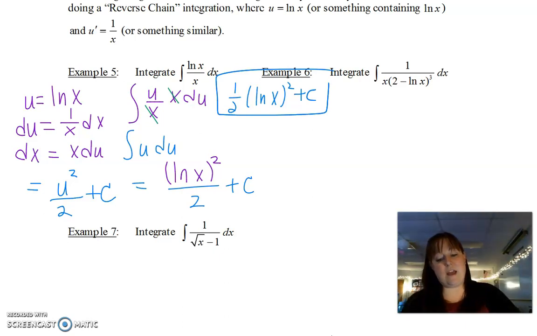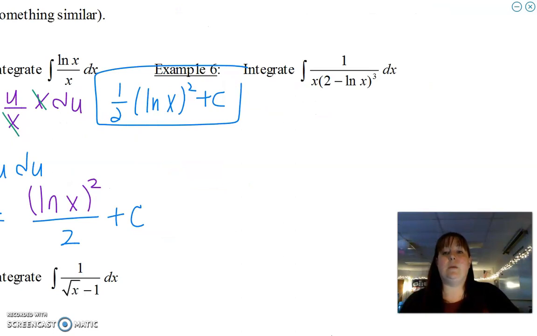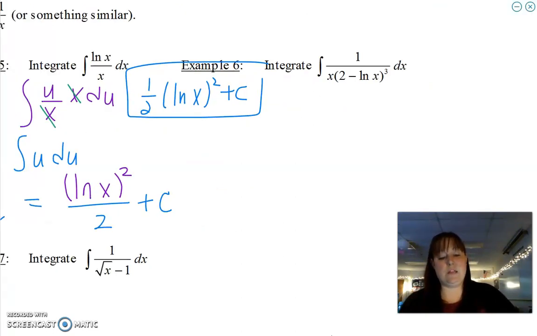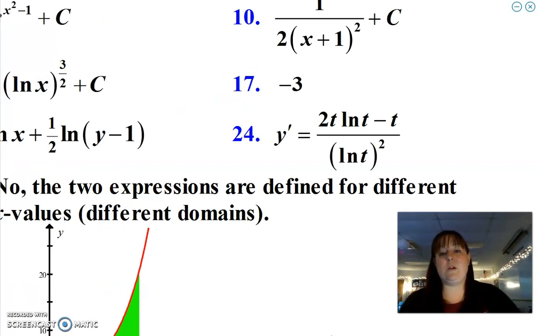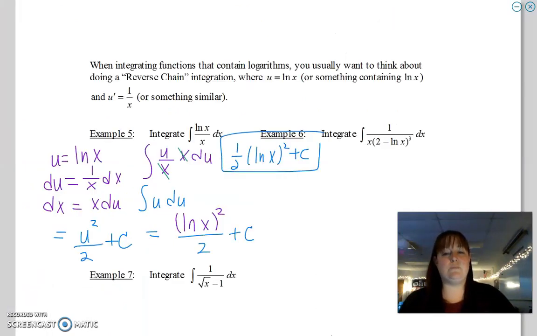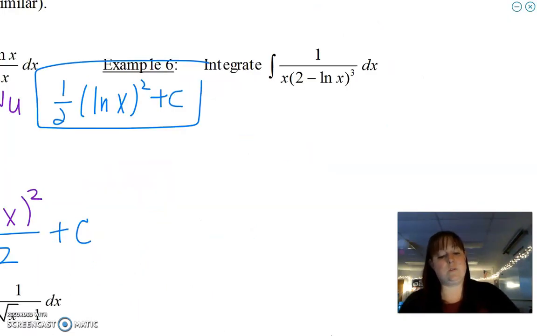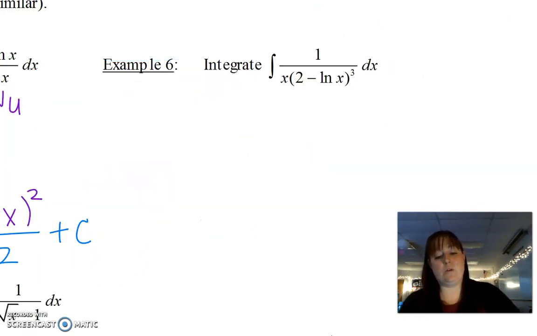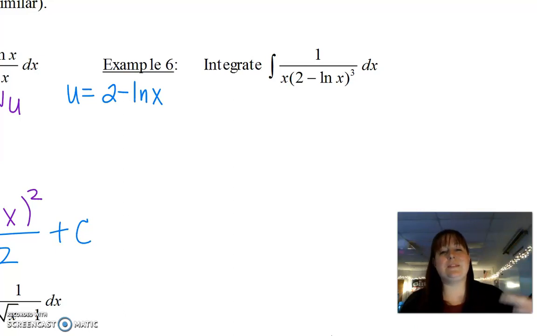You have the ln x in there, and again, we see a function and its derivative, which makes me think that we are probably going to be doing a U-substitution. All right, there we go. I accidentally pushed too far over. Okay, so let's do a U-substitution here. So we're going to let u equal 2 minus ln of x, because I see a function inside of a function. That's the other thing that I think of when I do a U-substitution.